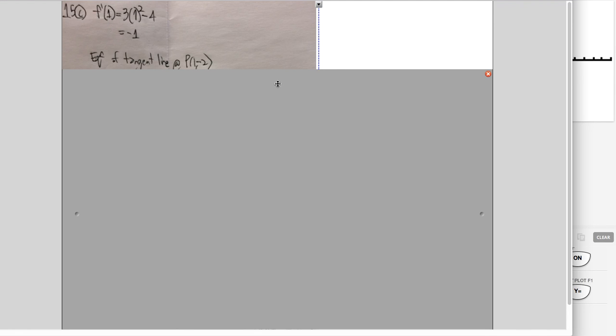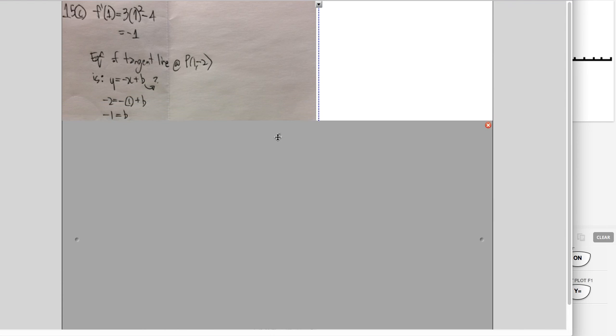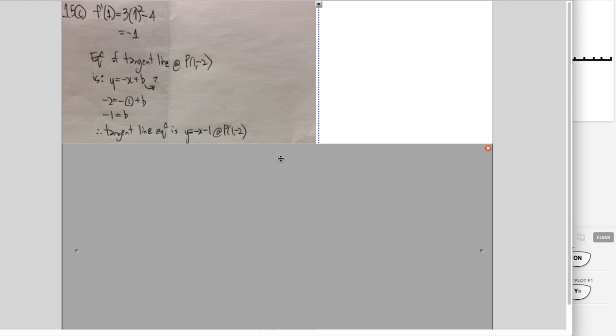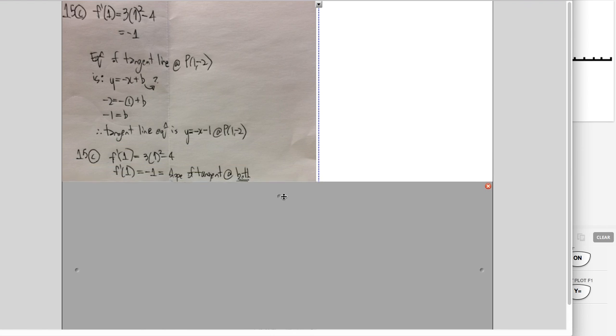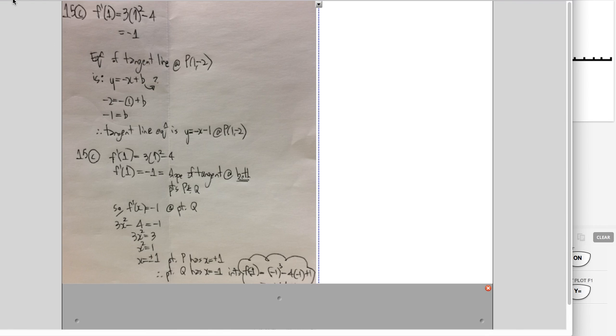So now we have our m. y equals mx plus b. There's our m. We don't have a b, but we do have an x and y candidate. So we're going to simplify and come up with the actual tangent equation as y equals negative x minus 1 at the given point P. 15 was an interesting question.